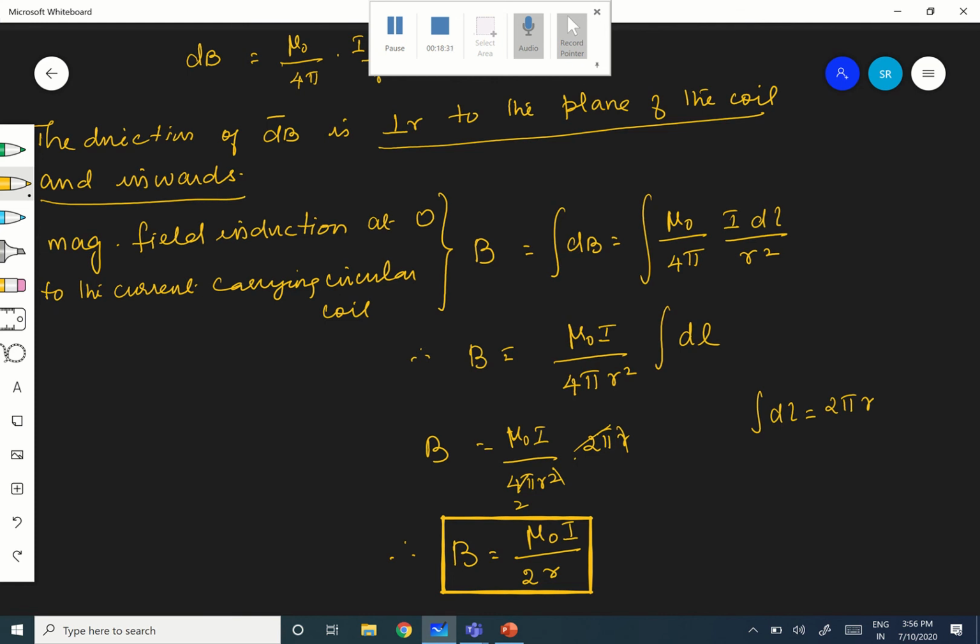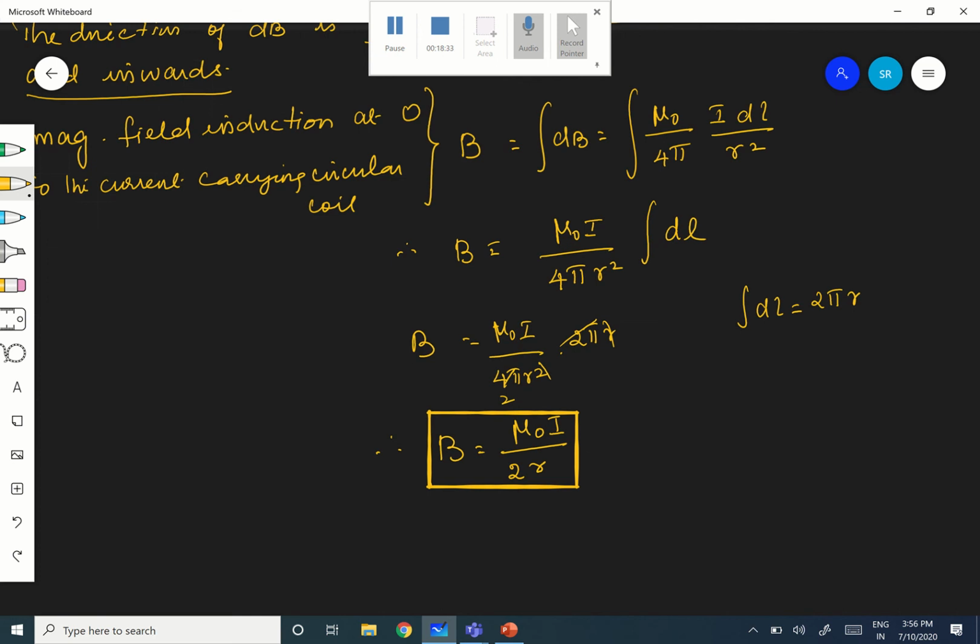Sometimes the current coil will have so many turns, windings. There may be a coil of only one winding, but sometimes a coil may have so many windings, n number of windings, one over the other, one over the other, like that. Let that be n number of turns.